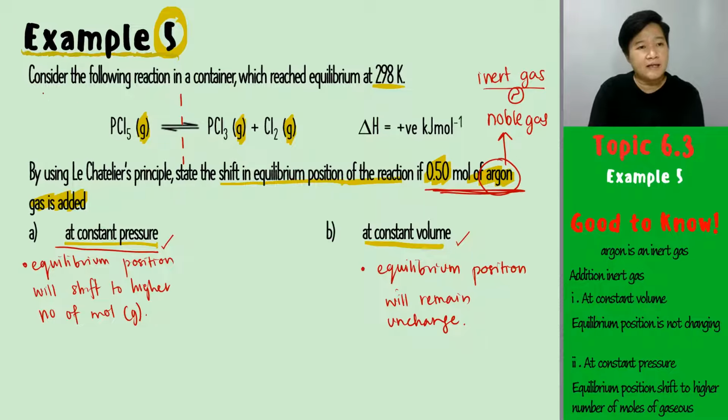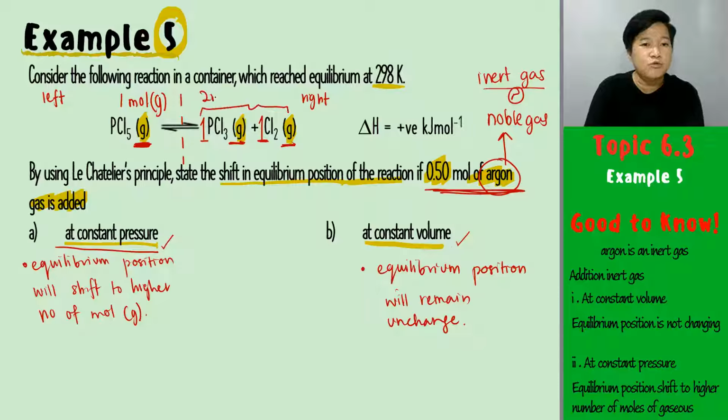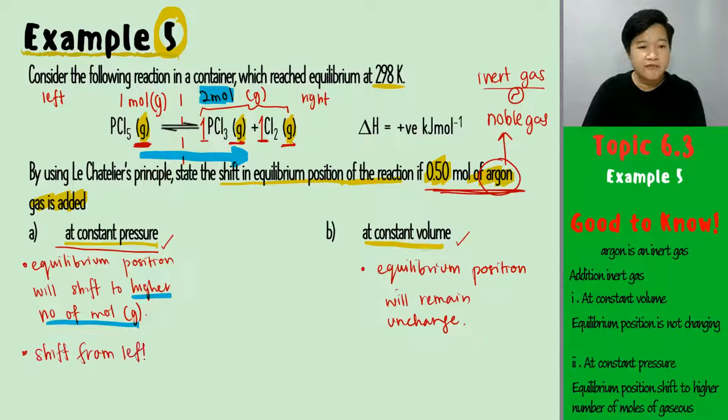Before and after the arrow, that is my left hand side. That is my right hand side. Let's calculate the total number of mole of gases that you have. On the left hand side, your PCl5 is 1 mole of gas. So over here, I have 1 mole of gas on the left hand side. While on the right hand side, your PCl3 is 1 mole of gas. Your Cl2 is also 1 mole of gas. As a total on the right hand side, you will then have 2 mole of gas. And bear that in mind, we want a higher number of mole of gas. So 1 and 2, definitely 2 is the higher number of mole of gas. Therefore, you will be shifting from the left to the right in this question. So your equilibrium position will shift from left to right.